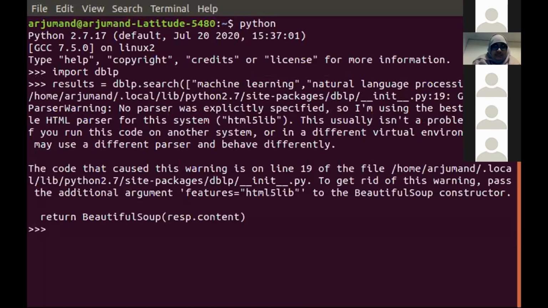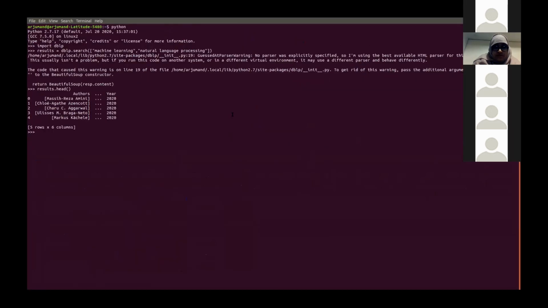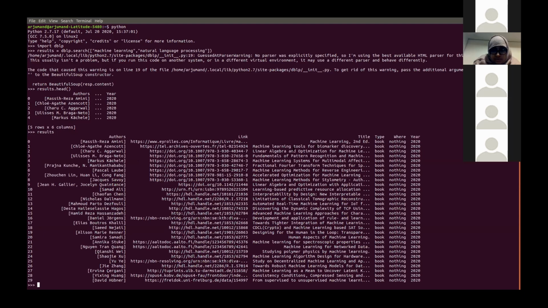So now it has some results. Let's see some of the top results here. Yeah. So you see, they are very recent works, 2020. I don't know why it's not showing the... yeah, here are some titles. See, machine learning tools for biomarker, linear algebra and optimization. So these are some very... oh, and it returns some books as well.